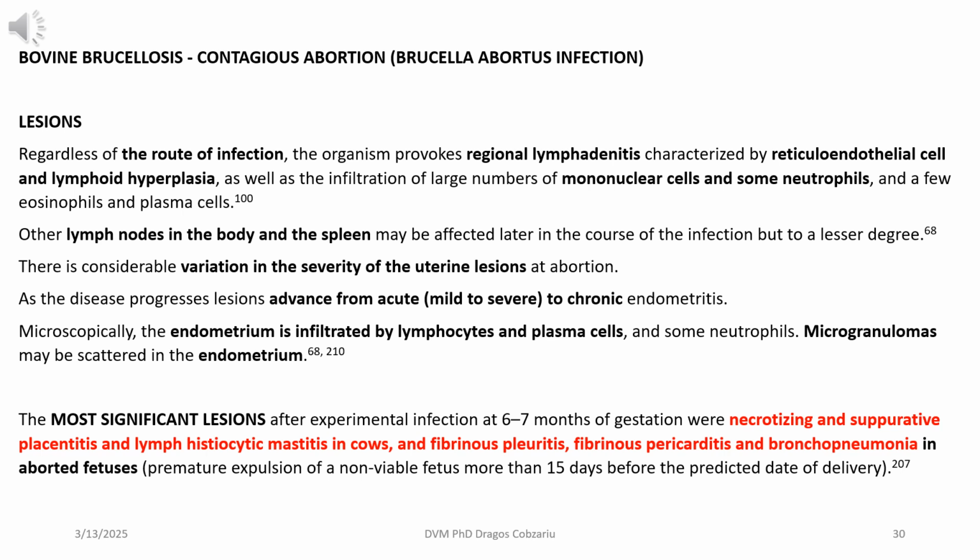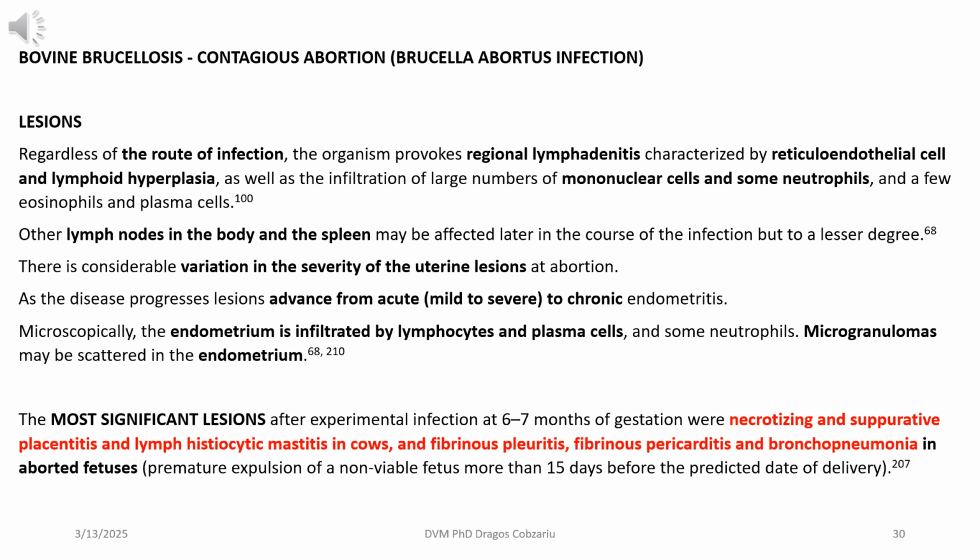Lesions. Regardless of the route of infection, the organism provokes regional lymphadenitis characterized by reticuloendothelial cell and lymphoid hyperplasia, as well as the infiltration of large numbers of mononuclear cells and some neutrophils, and a few eosinophils and plasma cells. Other lymph nodes in the body and the spleen may be affected later in the course of the infection, but to a lesser degree. There is considerable variation in the severity of the uterine lesions at abortion. As the disease progresses, lesions advance from acute, mild to severe, to chronic endometritis.